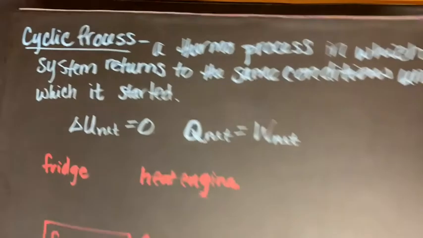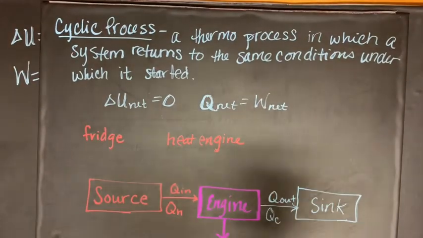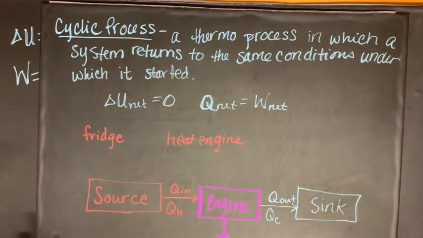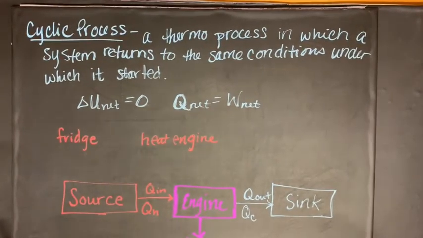The next thing we're going to talk about is a cyclic process. A cyclic process is a thermodynamic process in which a system returns to the same conditions under which it started. So your net change in internal energy is 0. So your net heat transfer equals the net amount of work that you do. Two examples of these are a fridge, a refrigerator, and a heat engine.